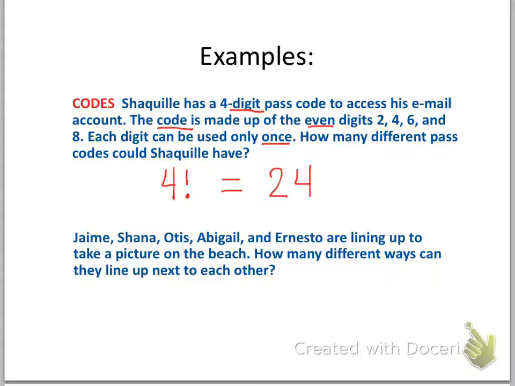All right, try the second one. Jaime, Shana, Otis, Abigail, and Ernesto are lining up to take a picture on the beach. How many different ways can they line up next to each other? So we have 1, 2, 3, 4, 5 different people that we want to put in different orders. Okay, so we are going to have an answer of 5 factorial, which gives us an answer of 120 different ways that this photo could be taken. Bet you didn't realize there were so many choices when you were taking a photo of how to line up.